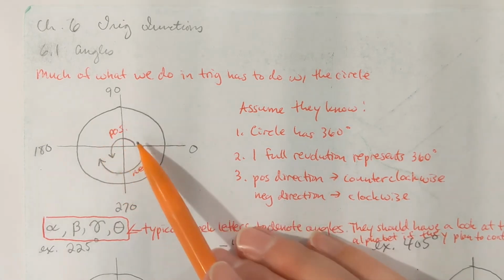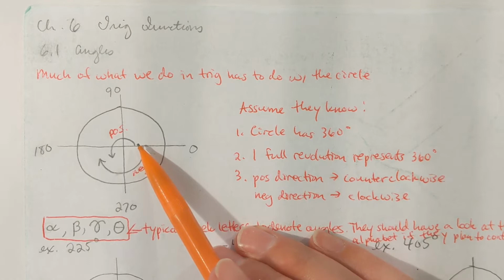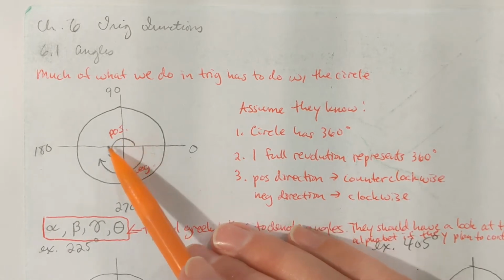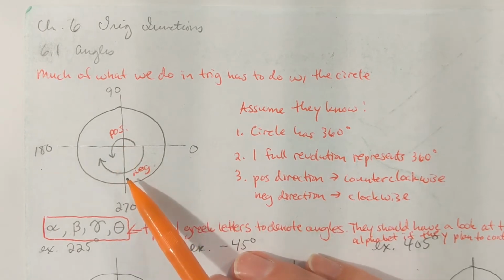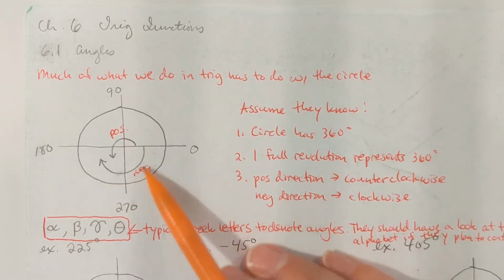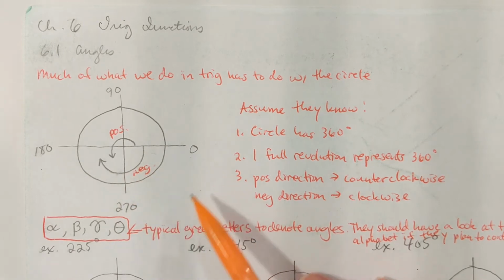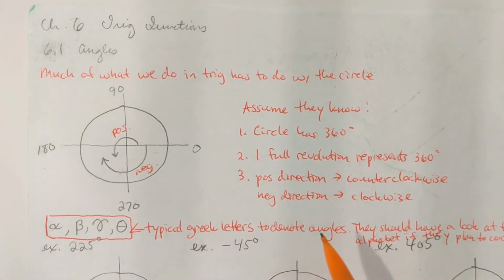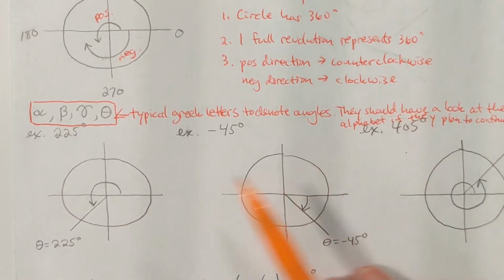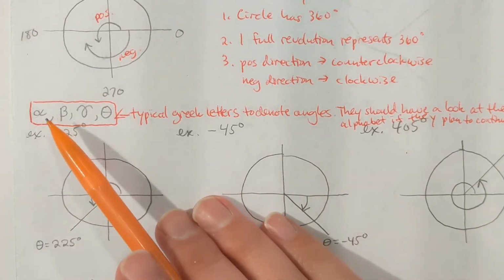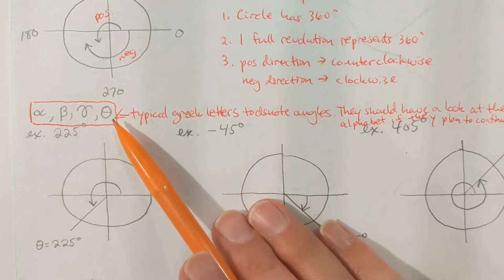When we work with angles, an angle with a positive value will indicate a counterclockwise motion around the origin, and an angle with a negative value will indicate a clockwise motion around the origin. The angles are typically denoted by Greek letters. Here's some of the common ones: alpha, beta, gamma, theta.